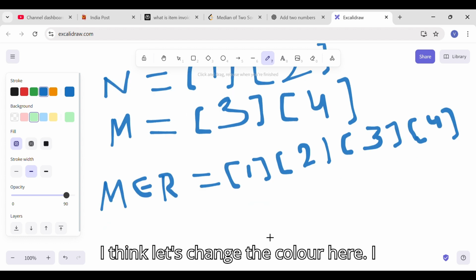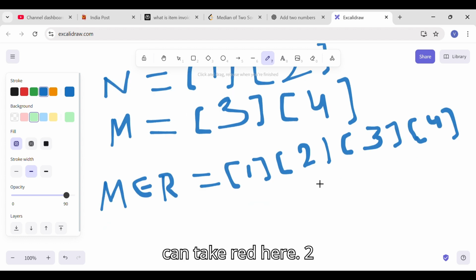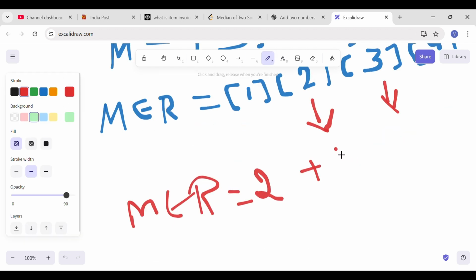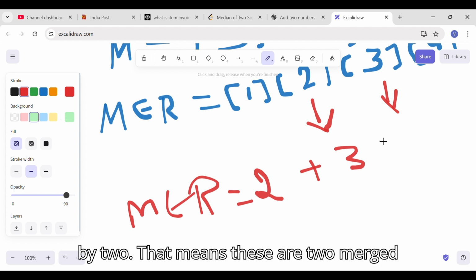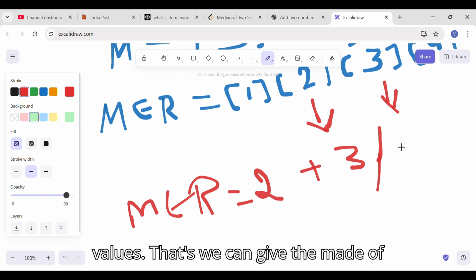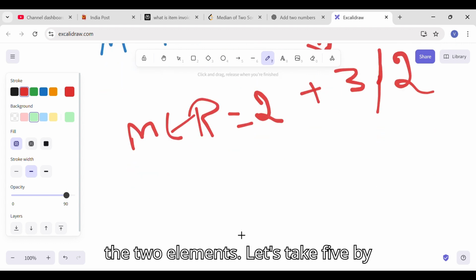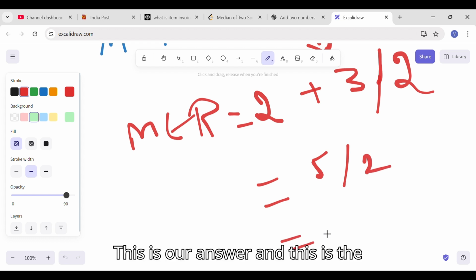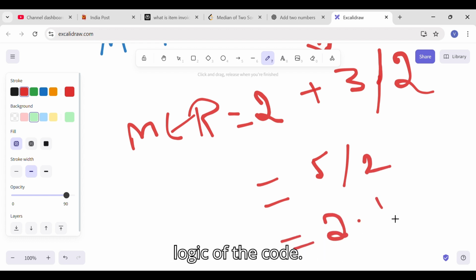Let's change the color here. I can take red. Here 2, 3. Merged equal to 2 plus 3 by 2. That means these are two merged values, thus we can get the median of the two elements. Let's try 5 by 2. 5 by 2 means 2.5. This is our answer, and this is the logic of the code.